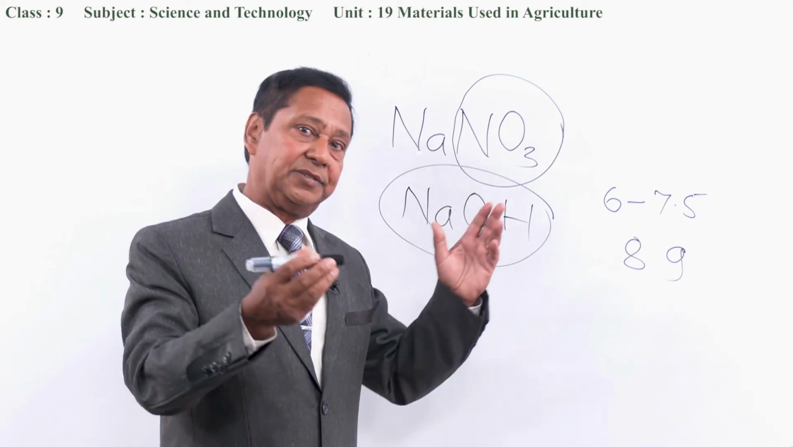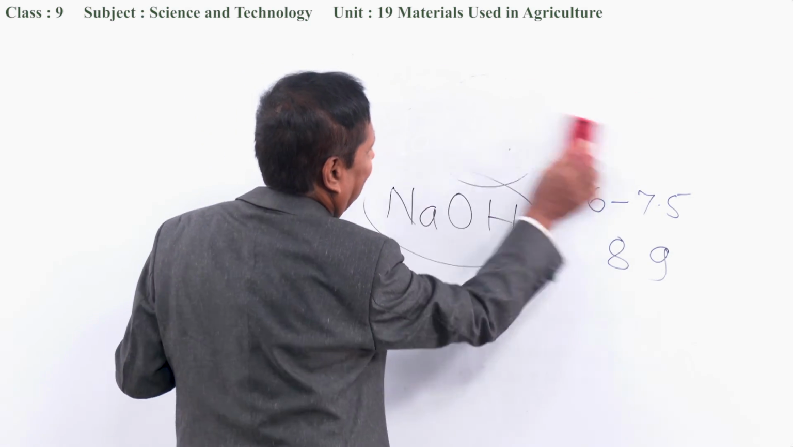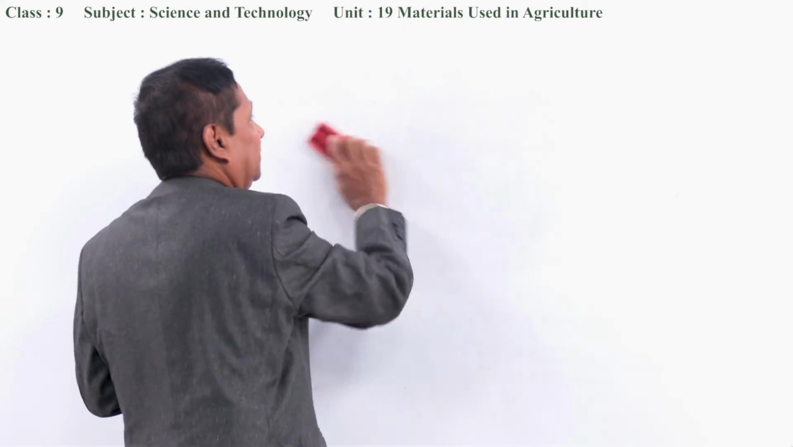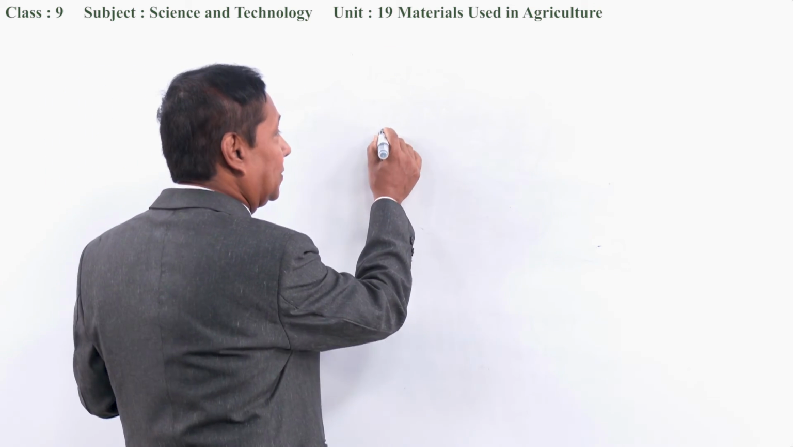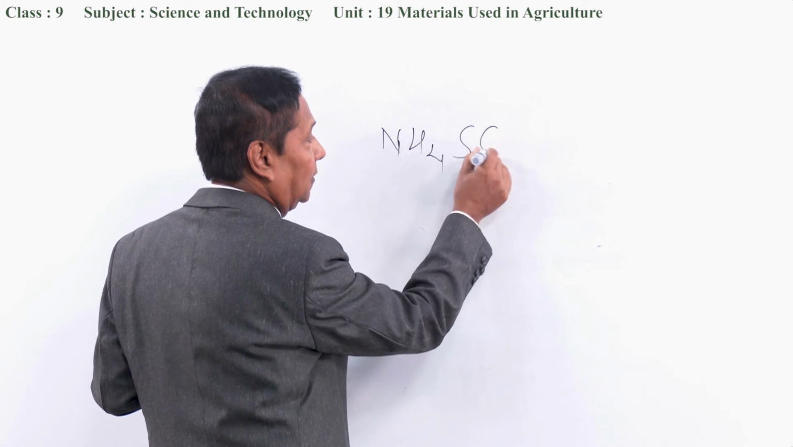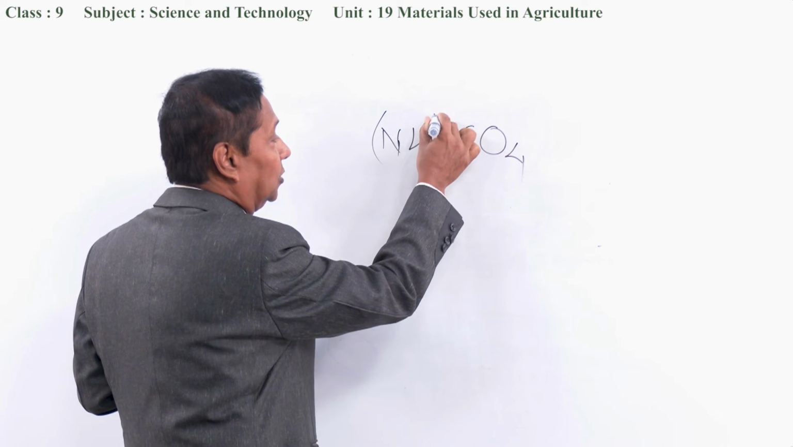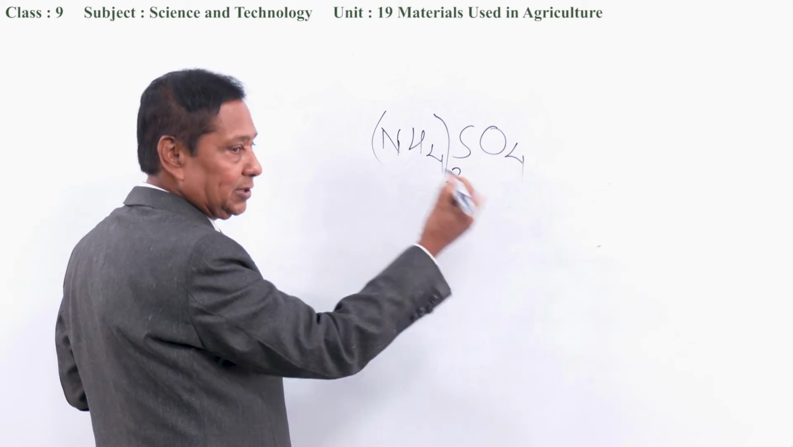And soil is destroyed, soil chemistry is changed. In the same way, I will take another example also, ammonium sulfate. If ammonium sulfate is used in excessive amount, ammonium NH4, sulfate SO4, ammonium valency 1, sulfate valency 2, we have to transfer valency of sulfate to ammonium: (NH4)2SO4.